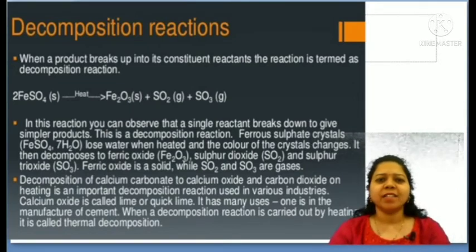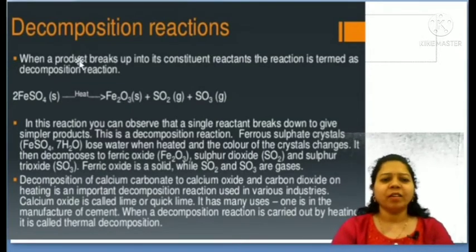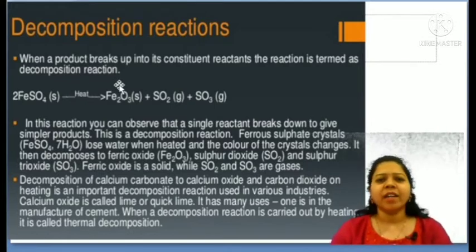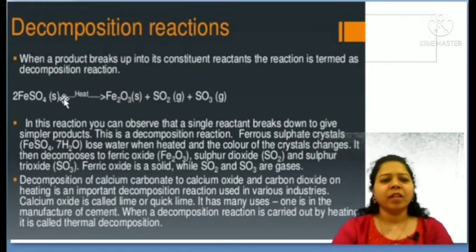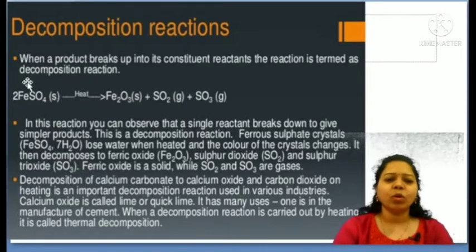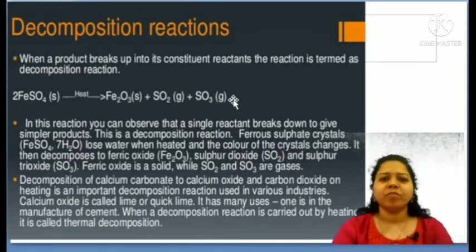The second type of reaction is the decomposition reaction. When a reactant breaks up into its constituent products, the reaction is termed a decomposition reaction. When one reactant is decomposed into two or more products, then that is a decomposition reaction. We'll learn with the help of an example. Here, ferrous sulfate after heating turns into ferric oxide, sulfur dioxide and sulfur trioxide. Means only one reactant decomposes into two or more products. That's why this is an example of a decomposition reaction.